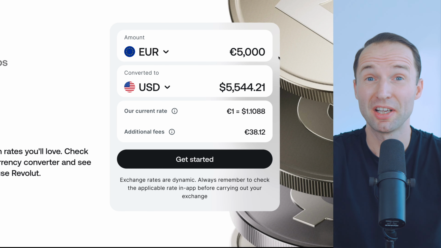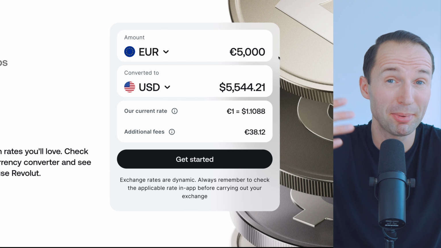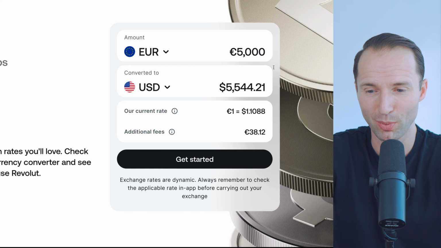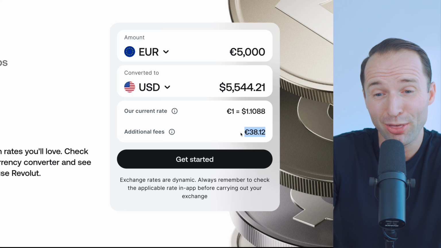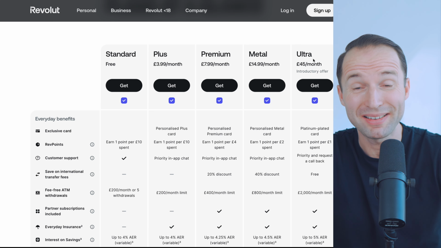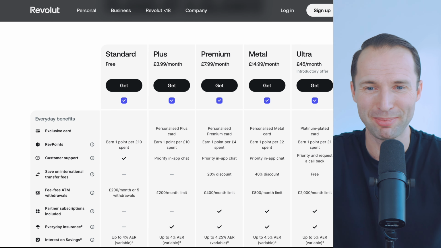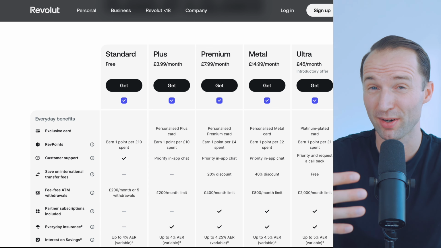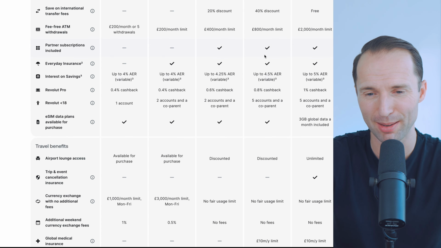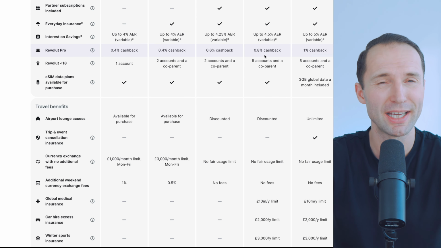Even if you were to exchange, let's say 5,000 euros, right? Which might be quite a reasonable amount for some of you watching to exchange. You'll be paying 38 euros. That almost pays for the entire Ultra plan, right? At least Metal. So it really makes sense if you travel a lot, exchange a lot, to go for one of the higher plans, because otherwise it's really going to hit you with those fees.